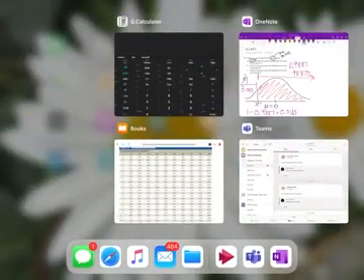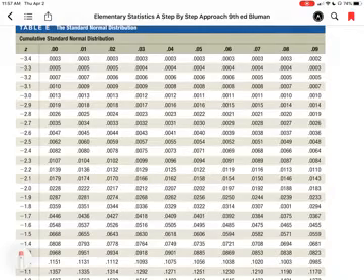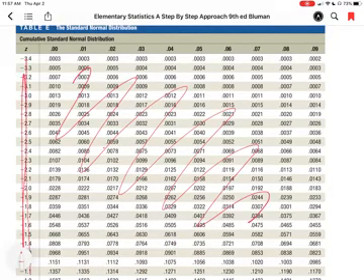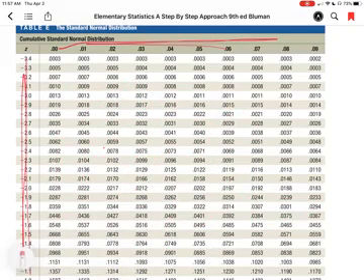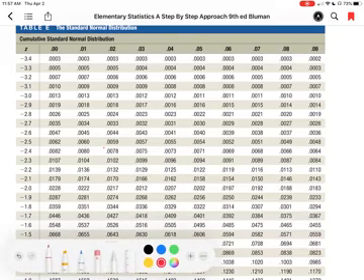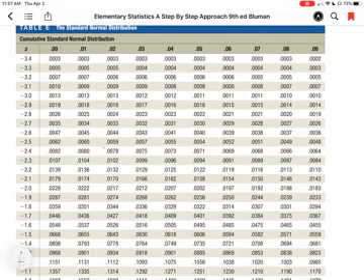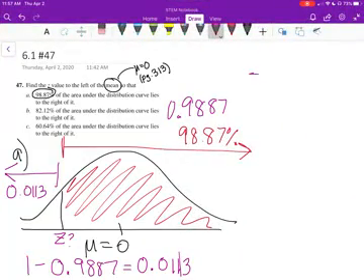Now remember, 0.0113, we're looking it up here. We're not looking it up here or here. We're looking for that number in here. So based on that, let's try and find that. 0.0113 is right here. So that area corresponds to this z value, negative 2.28. So here, z is equal to negative 2.28.